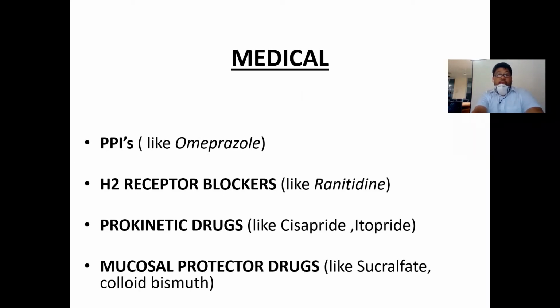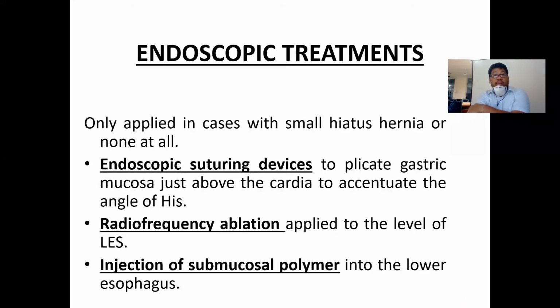Medical management is given in the form of proton pump inhibitors like omeprazole, pantoprazole, H2 receptor blockers like ranitidine, or prokinetic drugs like cisapride, itopride, or mucosal protector drugs like sucralfate, colloidal bismuth. All these things can help if the condition is not severe. And we have endoscopic treatment modalities also. This is applicable mostly for the early cases or with a small hiatus hernia. It is not applicable for all.